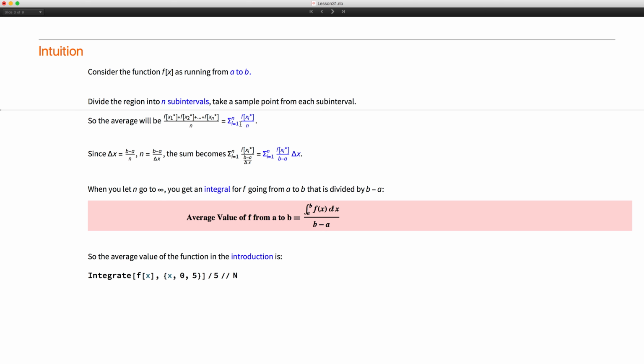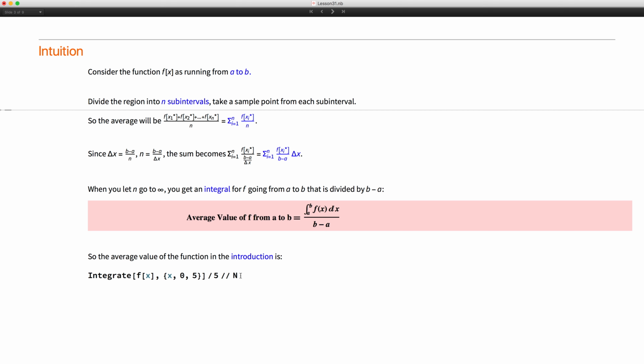Now, we can rewrite it as a Riemann sum, so the n over here can be thought of as related to delta x, the length of each subinterval. So delta x is (b minus a) over n, and hence n is (b minus a) over delta x. So you can rewrite the average in a slightly different form, in which it's clear that if you now let n go to infinity, so you get very small subintervals, then what you get back is the integral divided by the length of the interval. So that's the average value of a function. It's the integral of the function over an interval divided by the length of the interval.